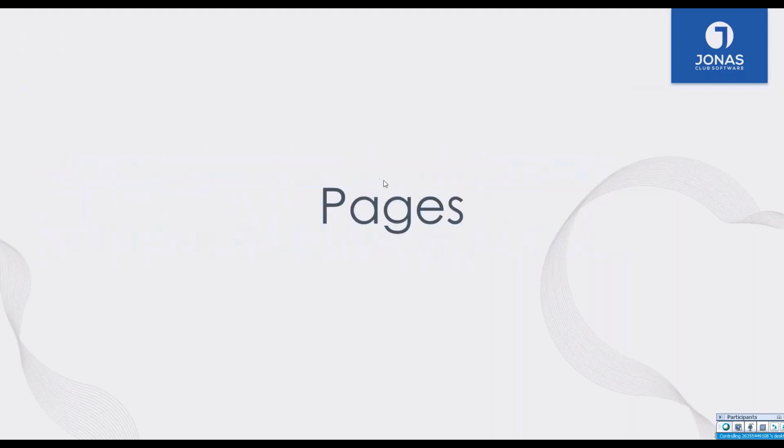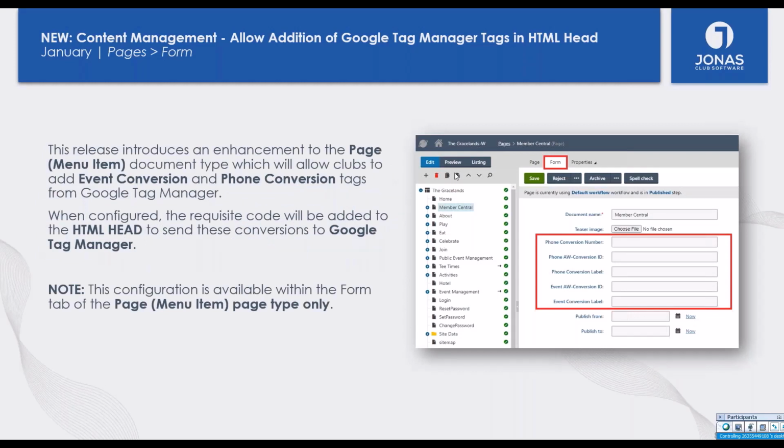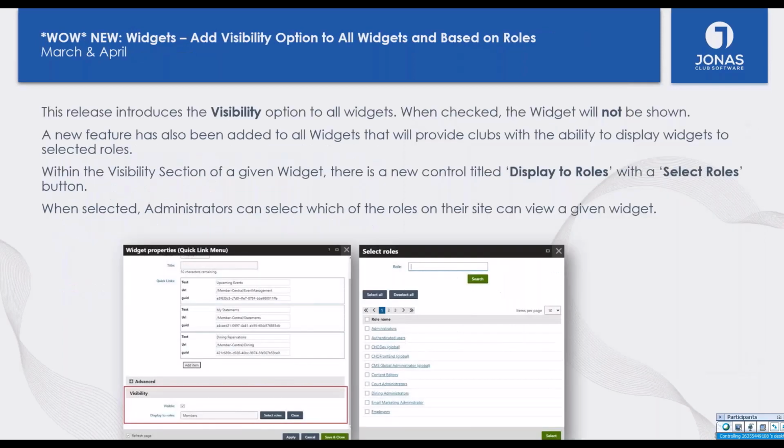Okay, let's switch to content pages. Earlier in the last year, we introduced a new enhancement on the page type page menu item, which allows clubs to add event conversion and phone conversion text from Google Tag Manager. This comes in useful if clubs want to use the number of clicks on the phones or links on the page. When this is configured, the requisite code will be added to the HTML head part of the website to send these conversions back to the Google Tag Manager. It is important to note that this is only available on the page type that is page menu item.